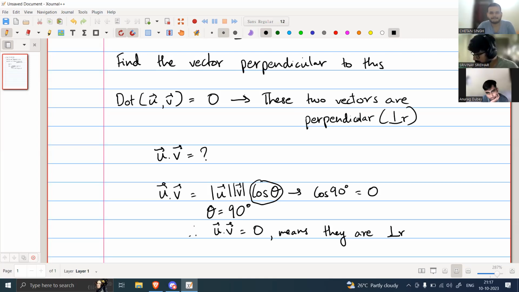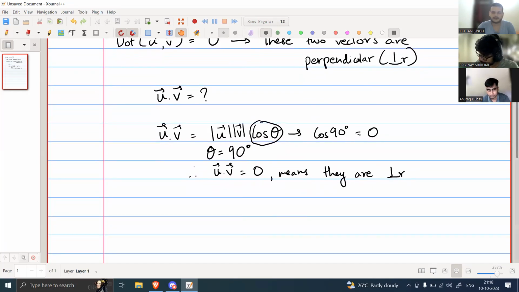Any doubts so far? If anyone has any straightforward doubts, they can raise their hands, or maybe you don't know what the dot product is or something else. Anything, even if it's basic, we don't mind. You can raise your hand or type in the chat. Or maybe we can take an example as well. U is equal to 1, 2. V is equal to 3, 4.